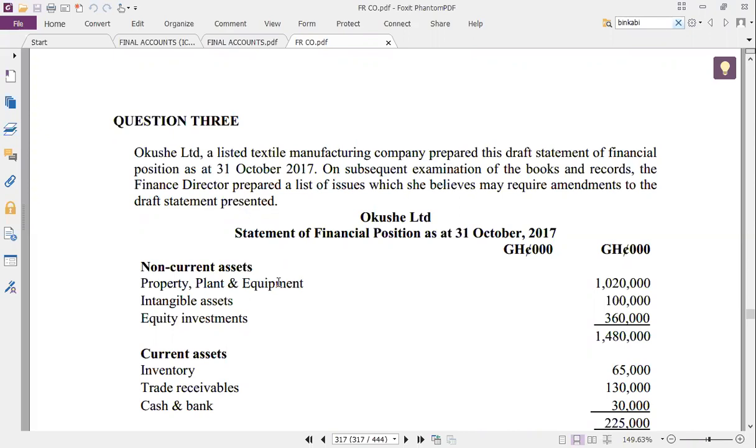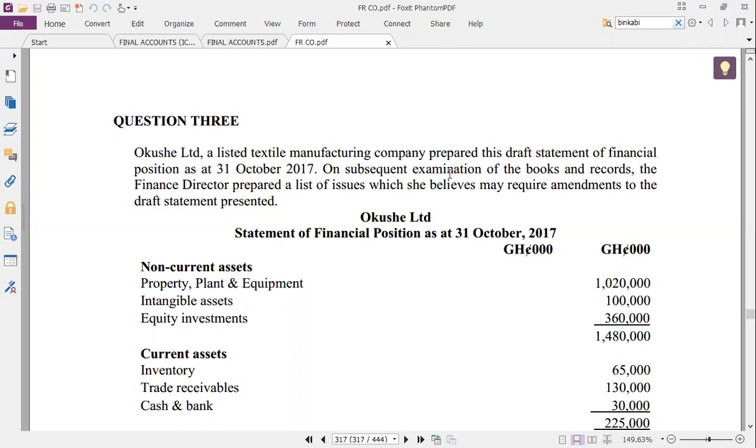Now, 31st October 2017, where does the year start from? The next day, don't forget. When you get it, the next day of the previous year. So 31st October, the next day, what? 1st November of the previous year, that's 2016. So 1st November 2016 is where the year starts from. Good.